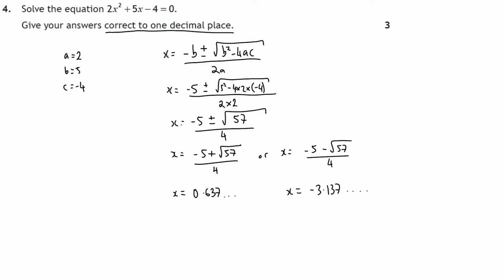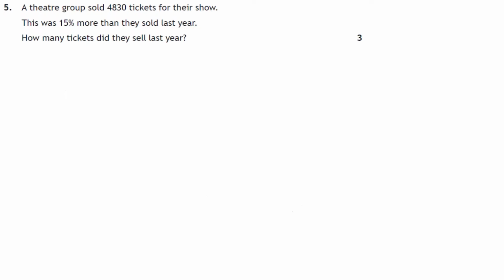And then we'll go back to the question, just check we've got everything. So correct to one decimal place, 0.6 for one answer and negative 3.1 for the other. So we're always looking to write down the unrounded answers first here, because there is an additional mark for the rounding in this question. So we make sure we write the unrounded and then show our rounding.